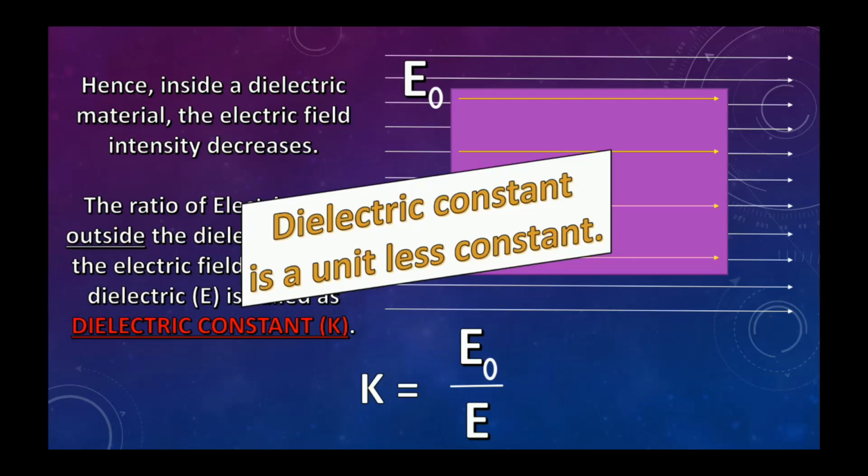So if you have a material of dielectric constant 80, and you apply an electric field of 800 Newton per coulomb, that is E naught is 800 Newton per coulomb, so outside the dielectric the electric field will be 800 Newton per coulomb, but inside the dielectric it will be 800 divided by 80, that is the dielectric constant. So inside the dielectric the electric field will become 10 Newton per coulomb.